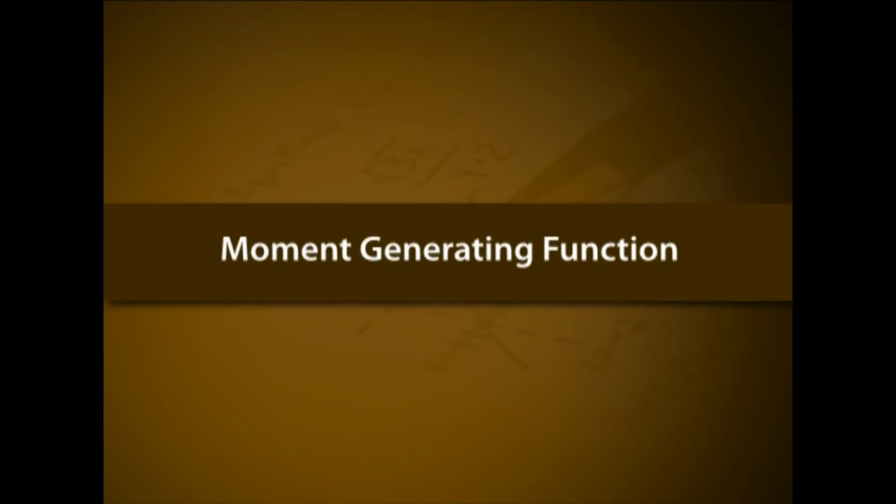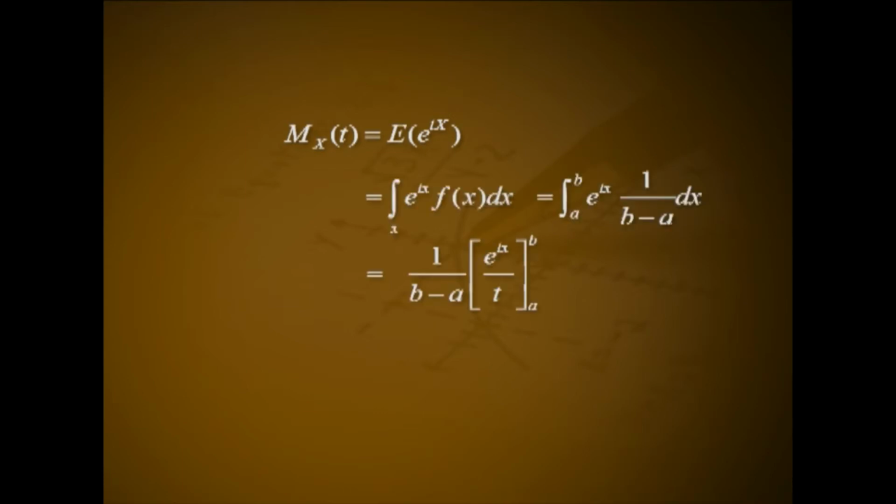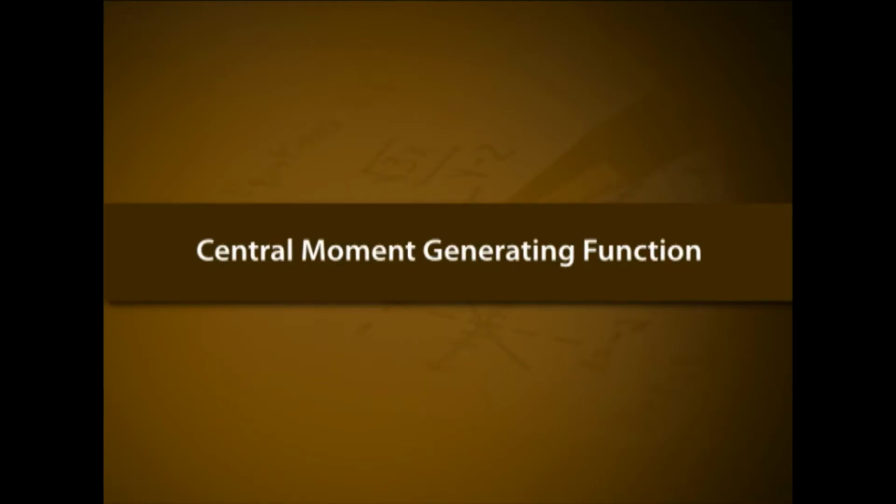Moment generating function. Mx(t) equals expectation of e^(tx), that is the integral of e^(tx) times f(x) dx, that is equal to the integral from a to b of e^(tx) times 1 divided by (b − a) dx, that is equal to 1 by (b − a) into e^(tx) divided by t in the limit from a to b. This implies Mx(t) equals (e^(tb) − e^(ta)) divided by t(b − a).